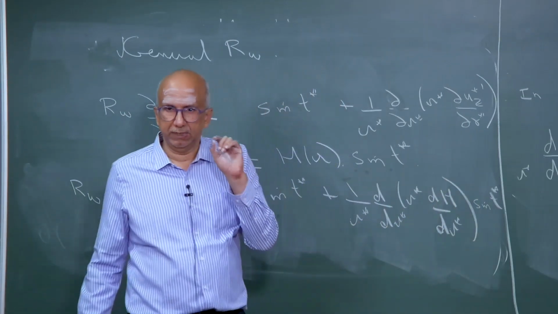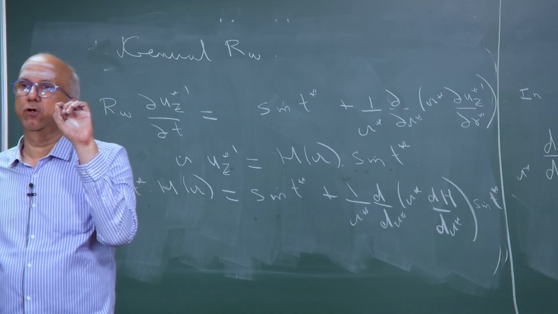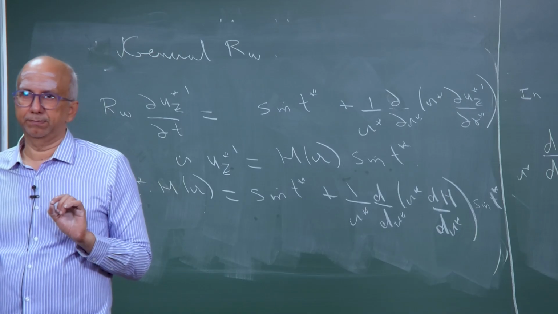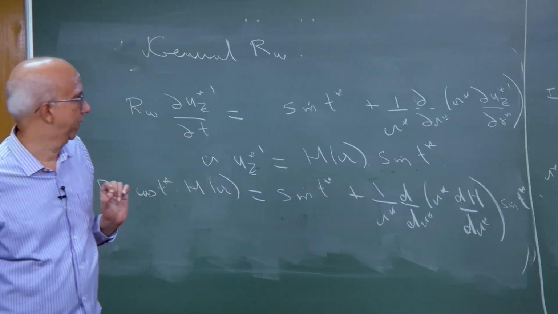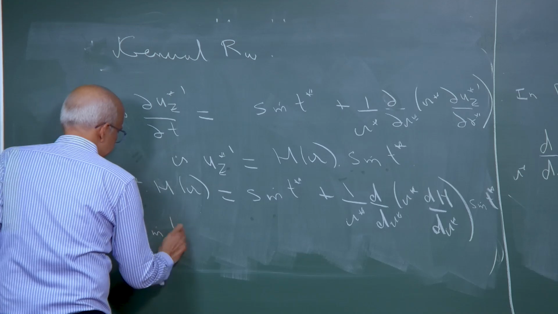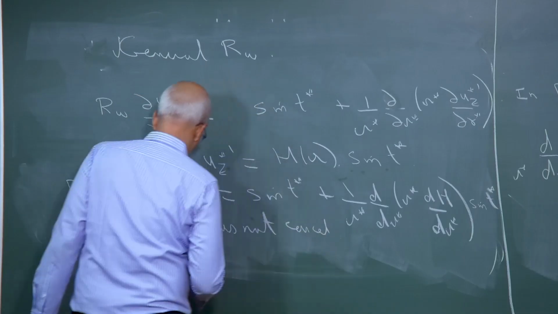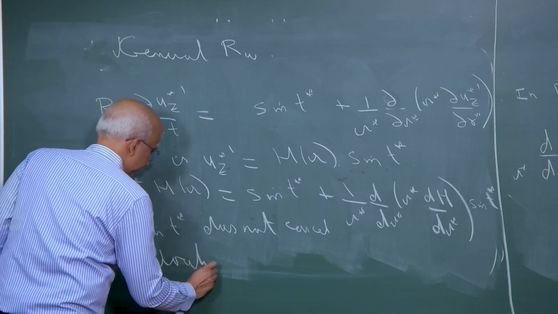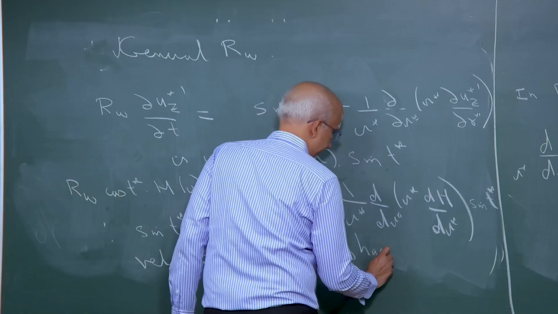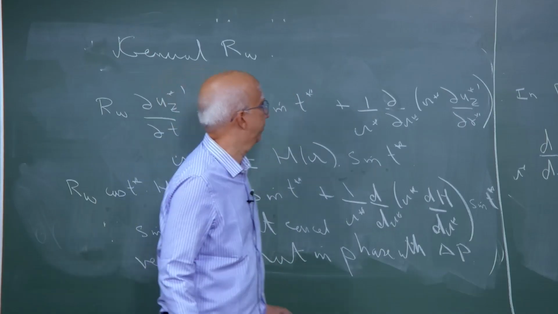So basically this gives you a clue that for general RW the velocity will not be in phase with the pressure gradient, the pressure drop. Okay. So basically here, since sin t star does not cancel, velocity is not in phase with delta p. Okay. What do I mean?